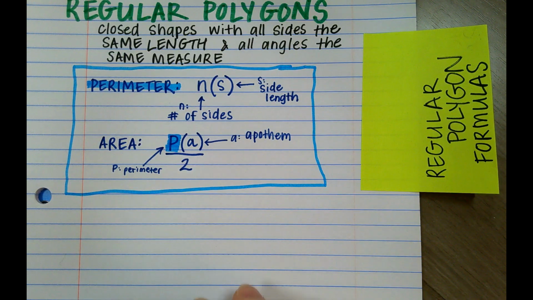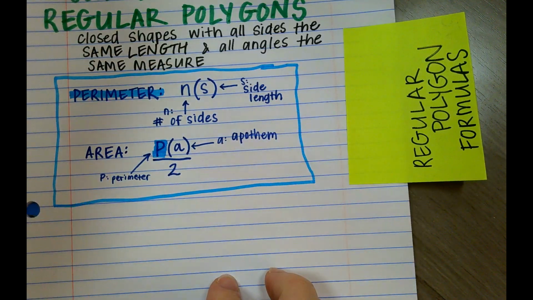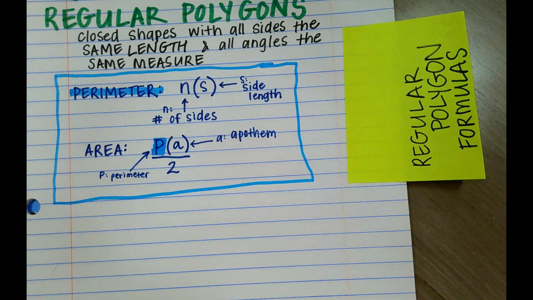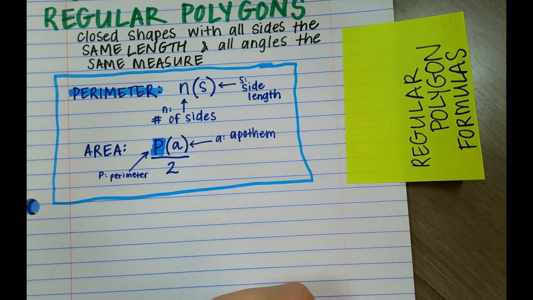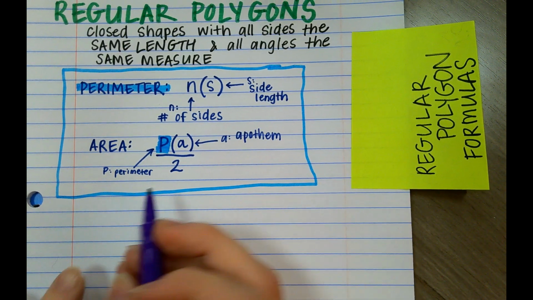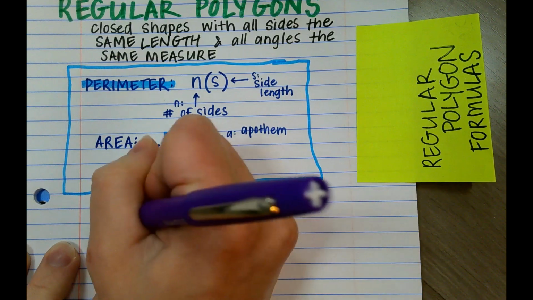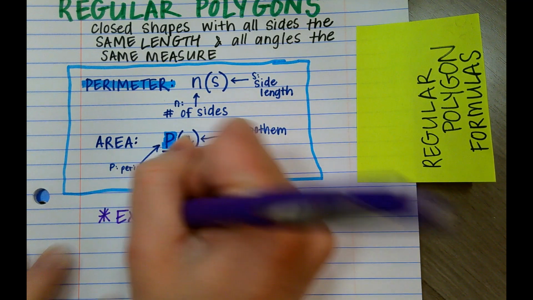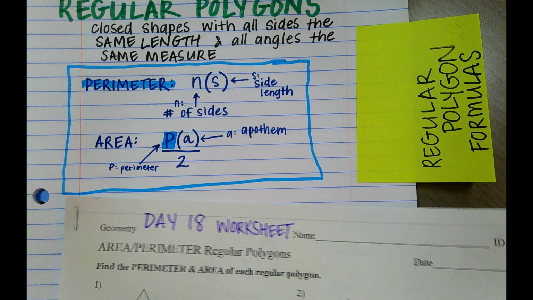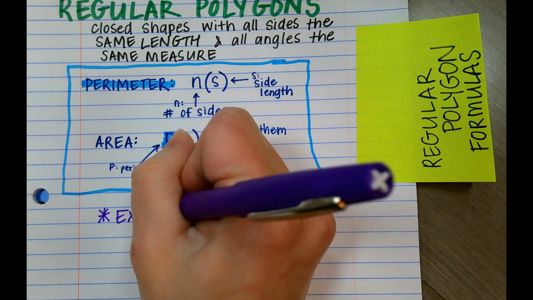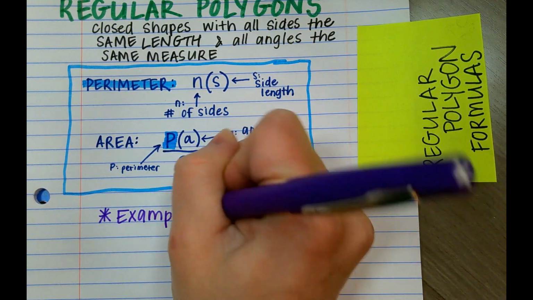Now we're going to find examples of this, and something like this is kind of hard to draw. These regular polygons take a long time to draw accurately unless you're just tracing them on your paper. So maybe put a note in your notebook that says examples on day 18 worksheet, which we have labeled. And then we're going to do some examples.